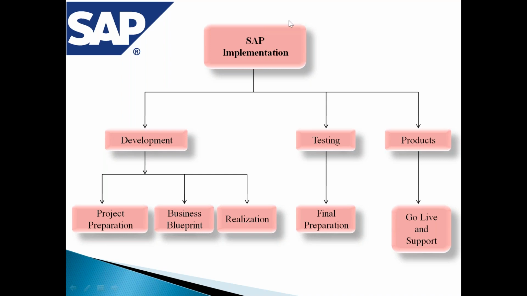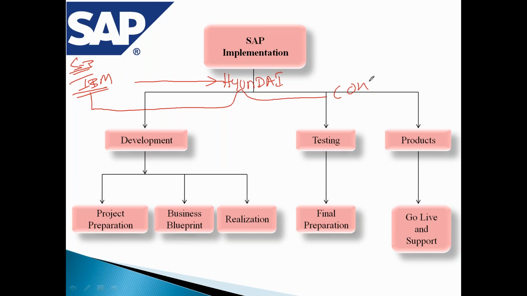Now here watch me. For example, if I take the example of Hyundai, it is the company where SAP is getting implemented. For example, think IBM is the service provider. You are an employee of IBM, understand? And IBM got a project to implement SAP into Hyundai. Okay, on behalf of IBM, you are addressing Hyundai as a consultant.